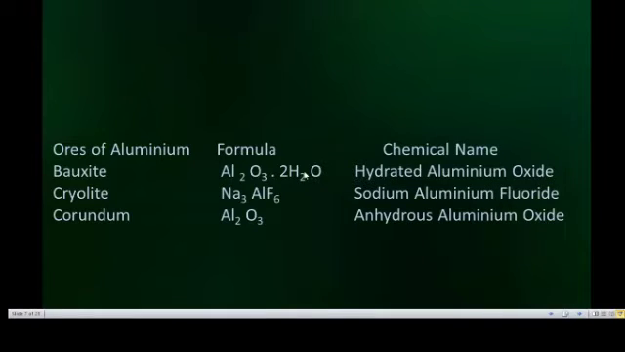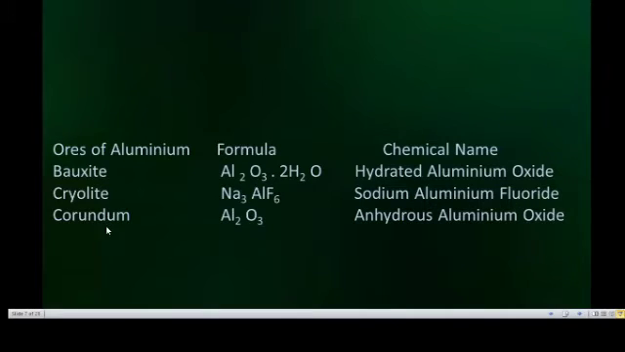Hydrated means water molecule, that is, water is present with aluminium. That is hydrated aluminium oxide. That is called bauxite. Cryolite: the chemical name of cryolite is sodium aluminium fluoride. So aluminium, fluorine, and sodium are also present.